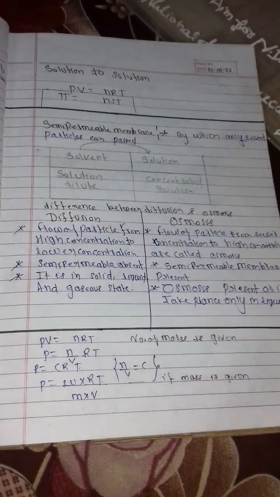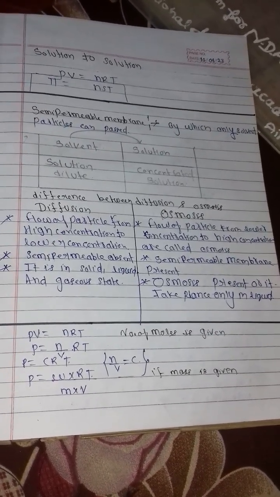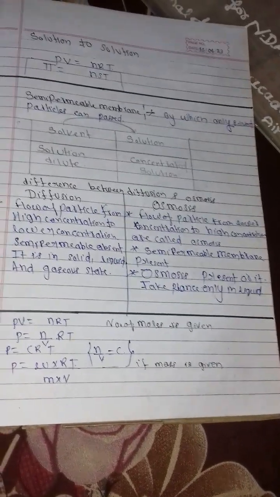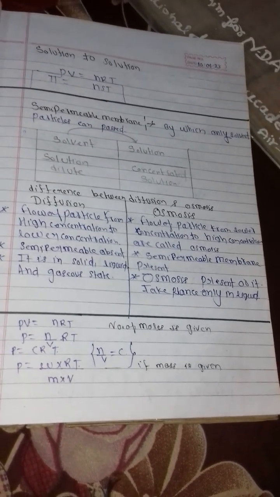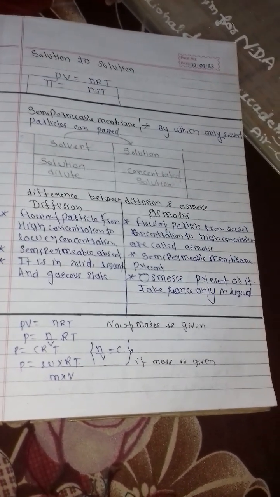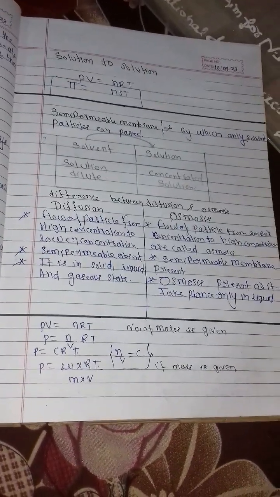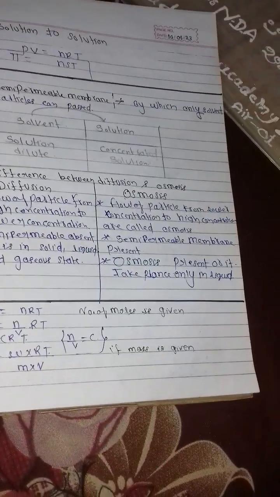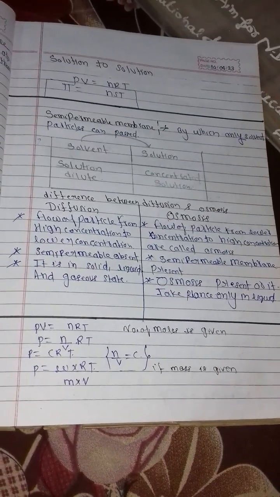Diffusion is the flow of particles from higher concentration to lower concentration. In diffusion the semi-permeable membrane is absent, and it can occur in solid, liquid and gaseous states. Osmosis is the flow of particles from lower concentration to high concentration, and such a process is called osmosis. The semi-permeable membrane is present here. Osmosis takes place only in liquid state, while diffusion takes place in solid, liquid and gas.